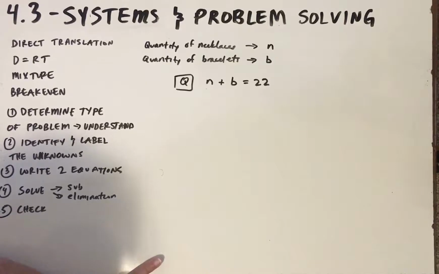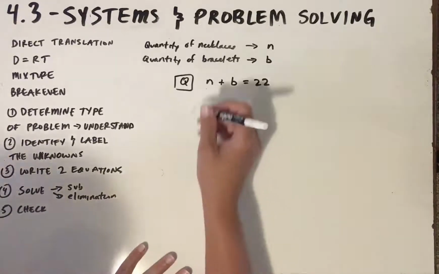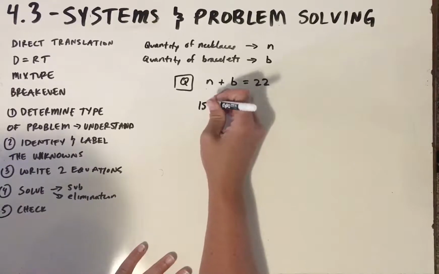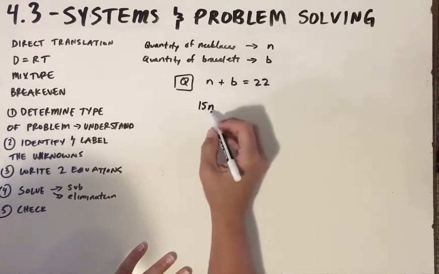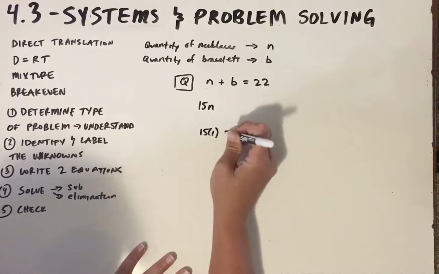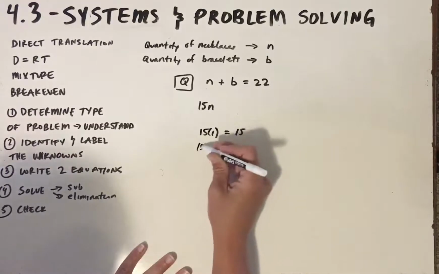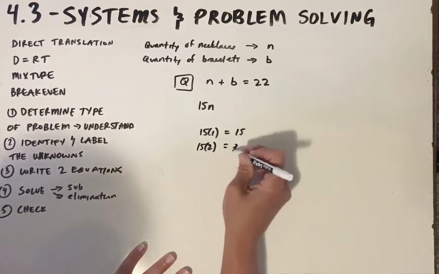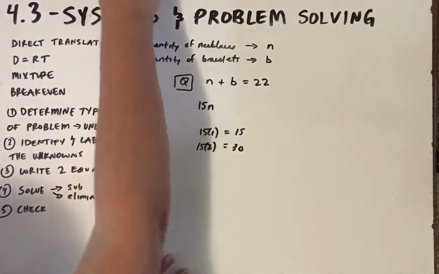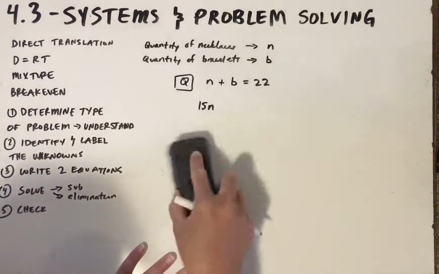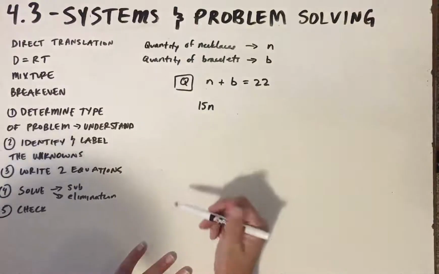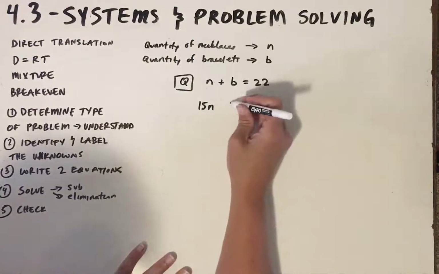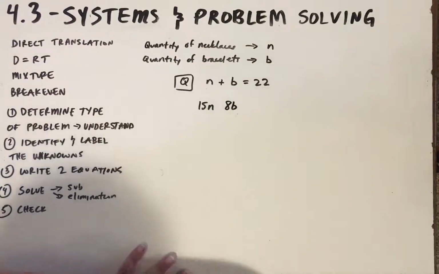Okay, then the other thing I know is that necklaces cost $15 each. So every necklace is going to cost 15. So if I buy one necklace, it's going to cost me 15 bucks. If I buy 2 necklaces, it's going to cost me 30 bucks, and so on. So every necklace costs $15. I can represent that by 15n. Every bracelet costs $8. So I can represent that by 8b.